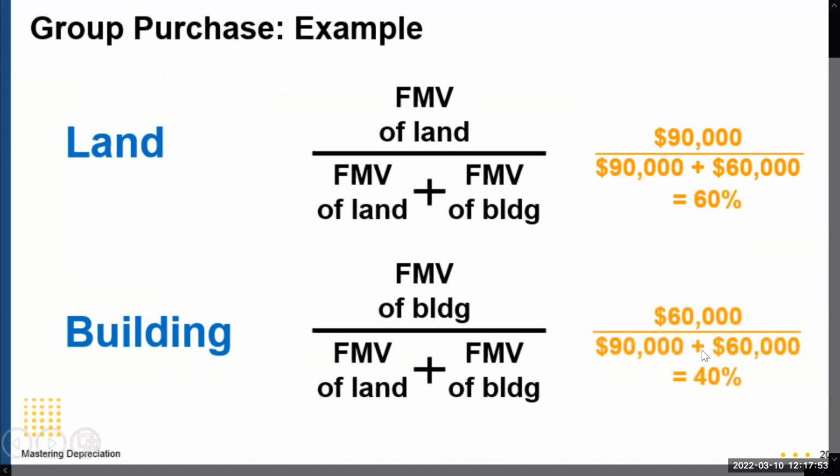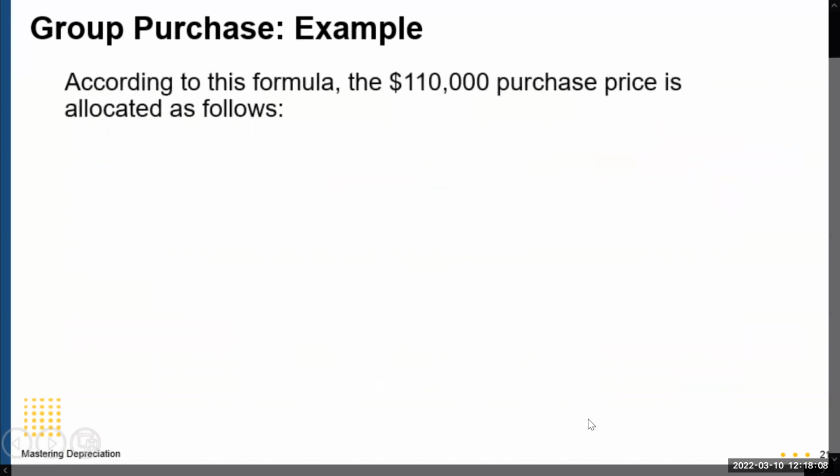So realize in the end, you have to come up to 100% because all we're doing is allocating the 150,000 value between those two assets. So then we're going to take that 60 and that 40.